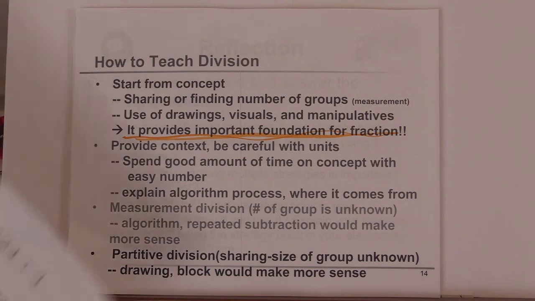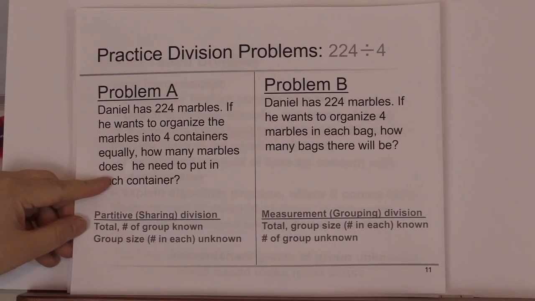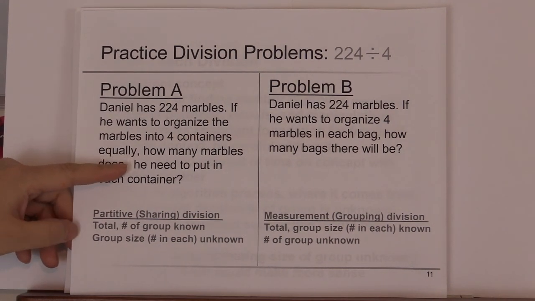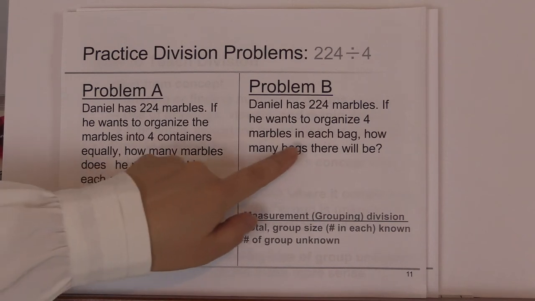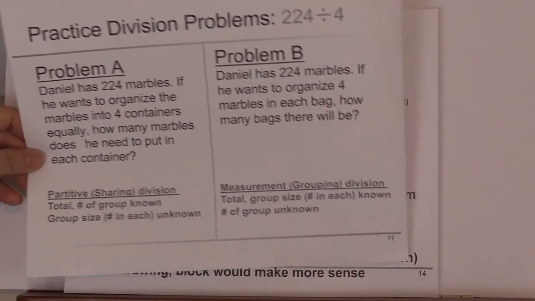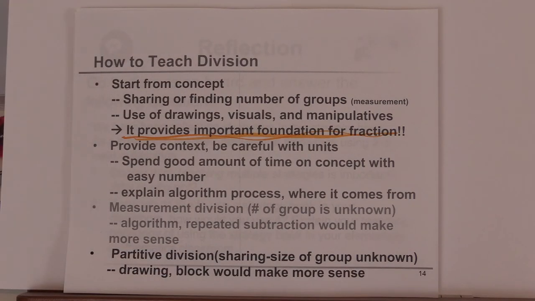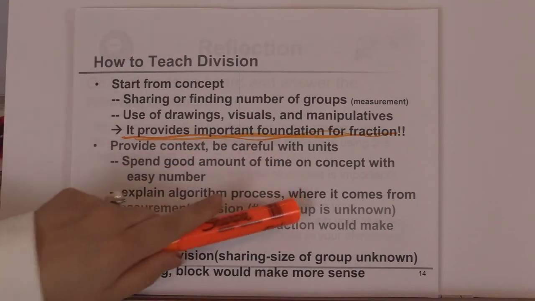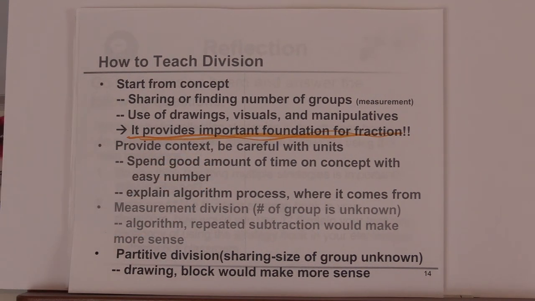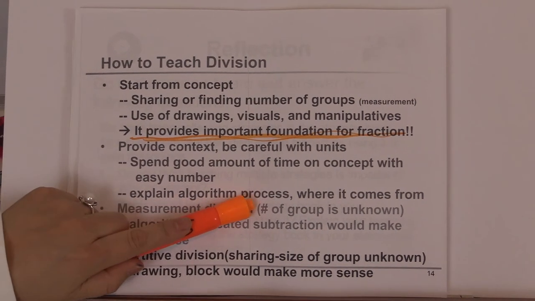Here, this one is a sharing problem. The unit is what? How many marbles, right? So 56 marbles. But in this one, how many bags, right? So it is going to be 56 bags. They're a little bit different in here. So with context, they need to understand and be careful with the unit, and spend a good amount of time on the concept with easy numbers. Once they know the concept, that's going to help them understand the difficult concept, bigger numbers, later. So explain the algorithm process, where it comes from.